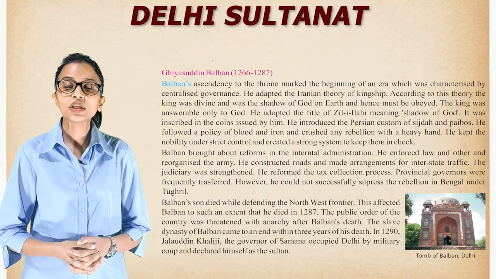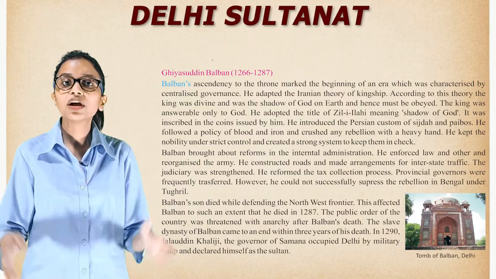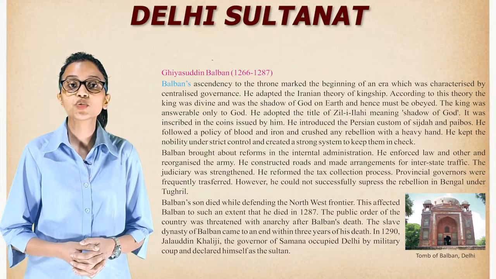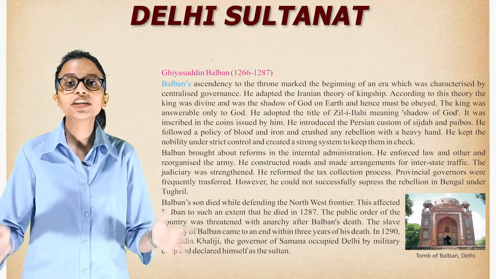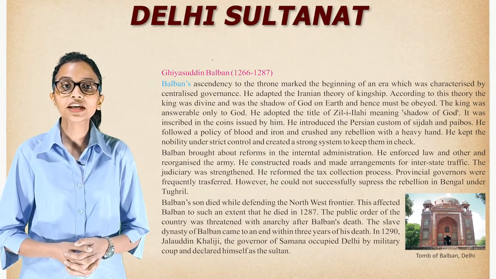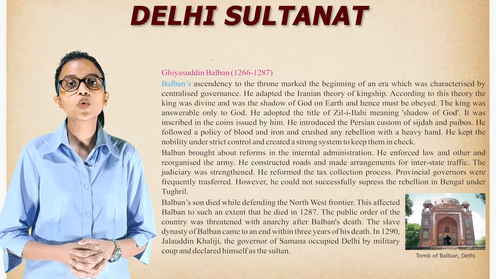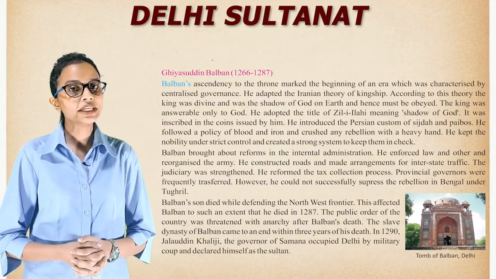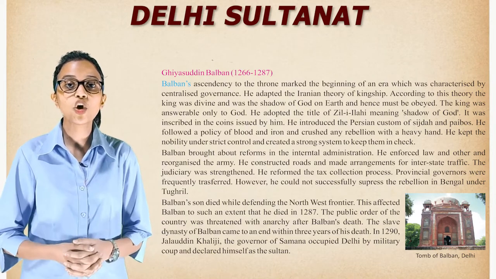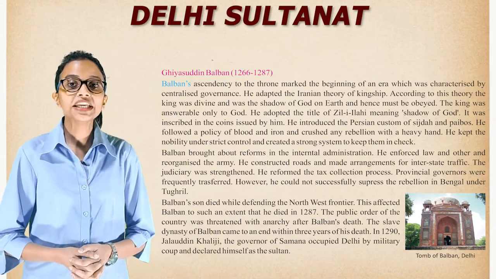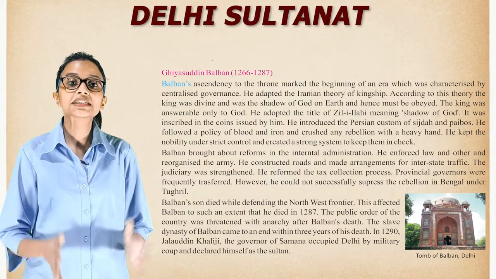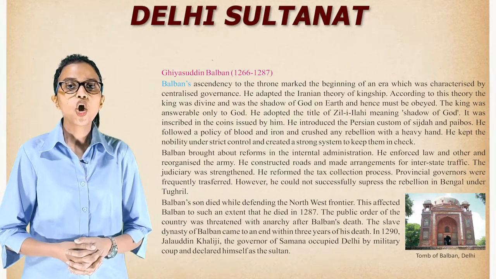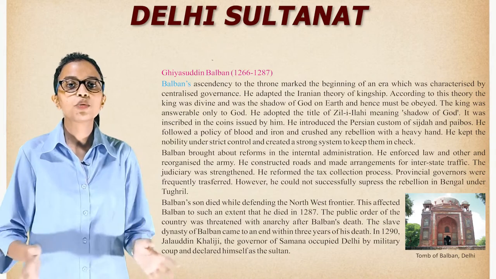Ghiyasuddin Balban, 1266 to 1287. Balban's ascendancy to the throne marked the beginning of an era which was characterized by centralized governance. He adopted the Iranian theory of kingship. According to this theory, the king was divine and was the shadow of God on earth and hence must be obeyed. The king was answerable only to God. He adopted the title of Zil-e-Ilahi, meaning shadow of God. It was inscribed on the coins issued by him. He introduced the Persian custom of sijda and paibos.